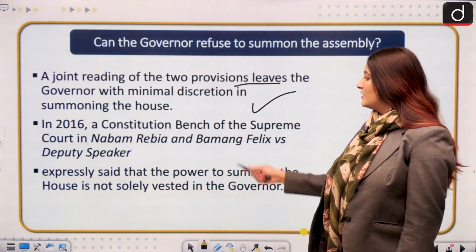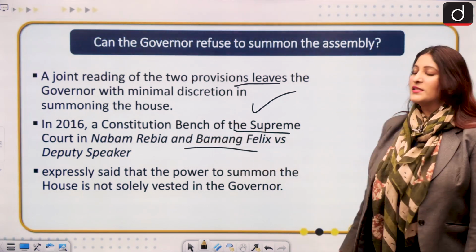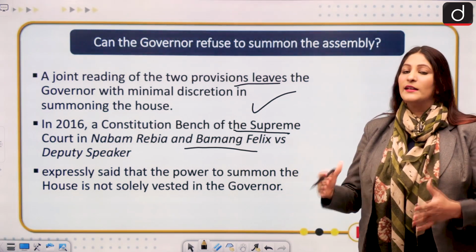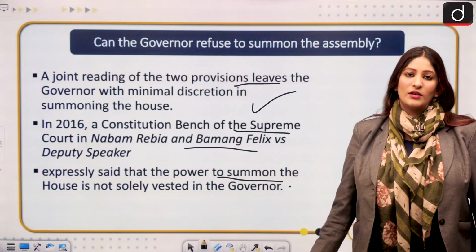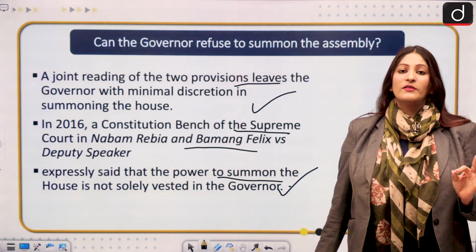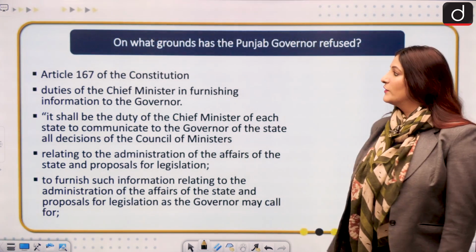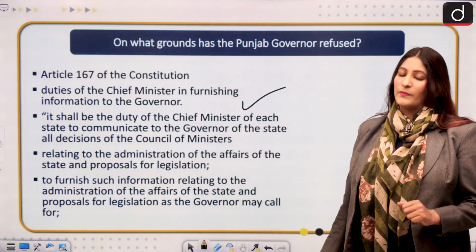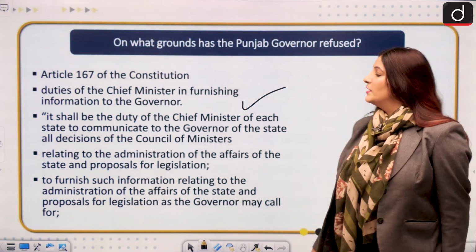Now, in 2016, a constitution bench of the Supreme Court in Nabam Rebia and Bamang Felix versus the Deputy Speaker expressly said, that means the Supreme Court made it very clear, that the power to summon the House is not solely vested in the governor. So remember this particular case. Now, according to Article 167 of the Constitution, it is the duty of the Chief Minister to furnish information to the governor. Citing this article only, the governor refused to summon the Legislative Assembly.